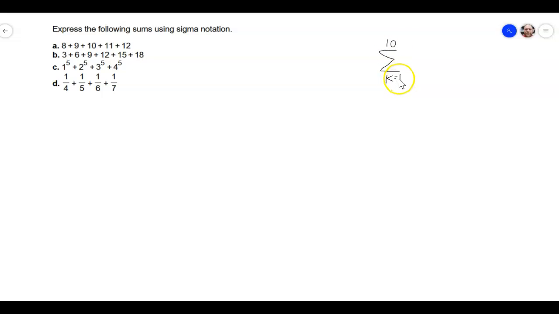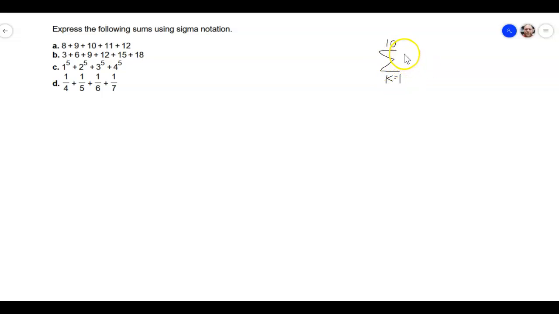And then we'll start with this integer here, and we'll keep adding 1 into whatever function or value that we put in for whatever k is in here until we get to the 10, and we'll keep adding those up. Let's look at an example here. So for number 8, how do we express 8 plus 9 plus 10 plus 11 plus 12 into this sigma notation that looks like this?